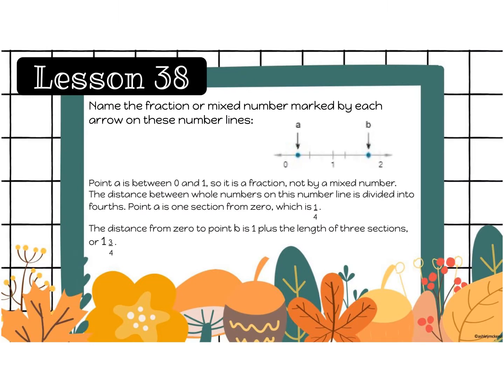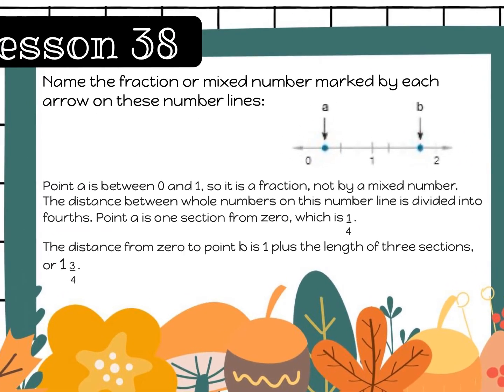Okay, so if we name the fraction or mixed number marked by each arrow on these number lines, point A is between 0 and 1. So it is just a fraction. Why? Because there's not a whole number before it. If we had 0 and the fraction, then it could look like a mixed number, but we don't need to do that. If the whole number is 0, then we just write the fraction part. That's it. Point A is one section from 0, so it's going to be 1/4. Do y'all see how right here is marking 1/2? Okay, so then the section that splits 0 and 1/2 would then be 1/4.